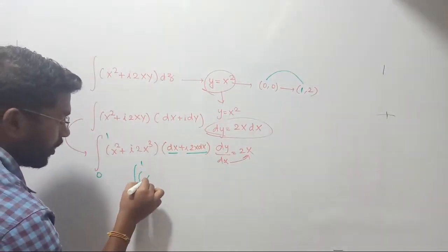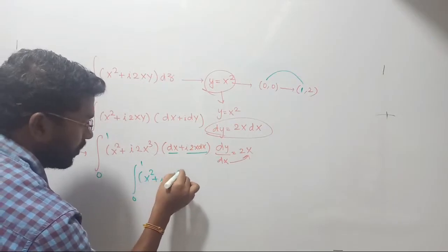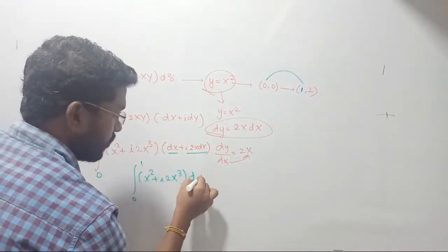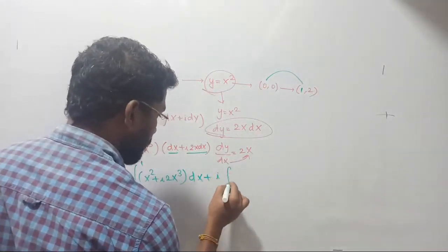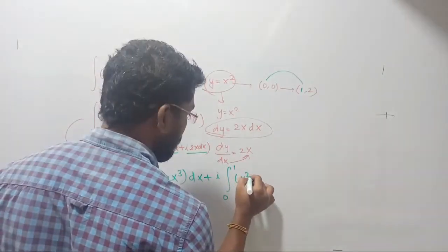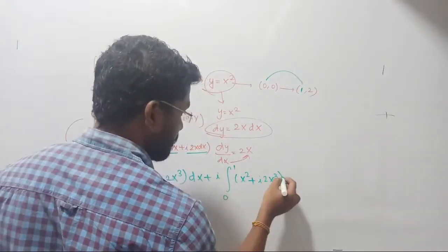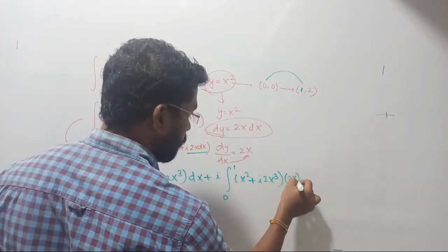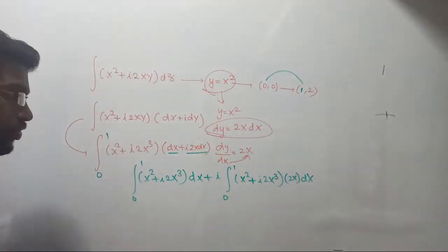0 to 1 we are going with the real part, x square plus I into the integration of 2x. We integrate this, plus the second term I into the integration, again 0 to 1 only, but imaginary, with the same function, x square plus I into x cube. With this we are also going to consider one more 2x, and then we have to do the integration with respect to x. Can you please do it for me?